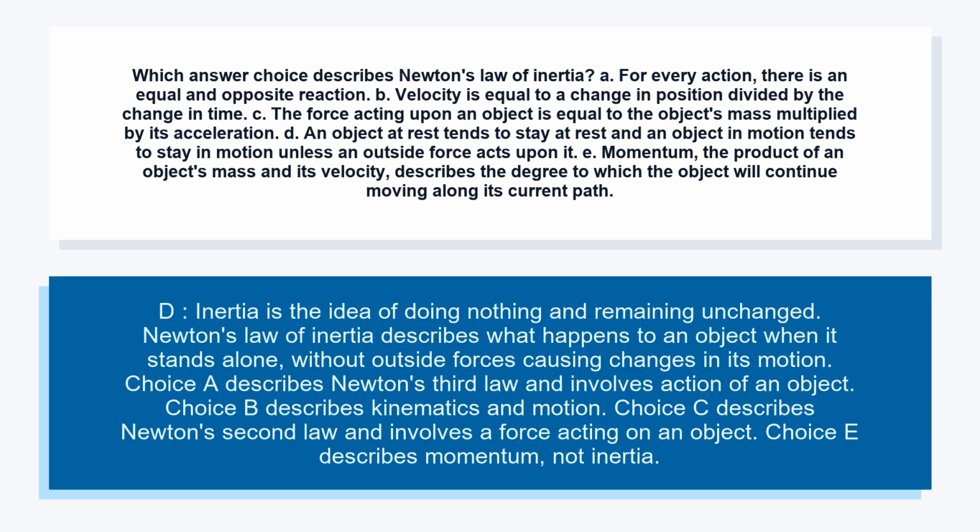D. Inertia is the idea of doing nothing and remaining unchanged. Newton's law of inertia describes what happens to an object when it stands alone, without outside forces causing changes in its motion. Choice A describes Newton's third law and involves action of an object. Choice B describes kinematics and motion. Choice C describes Newton's second law and involves a force acting on an object. Choice E describes momentum, not inertia.